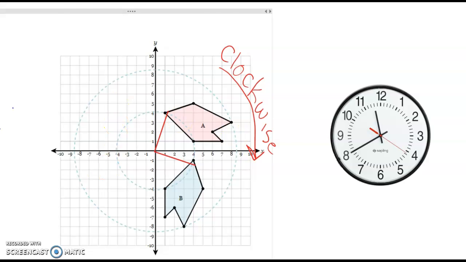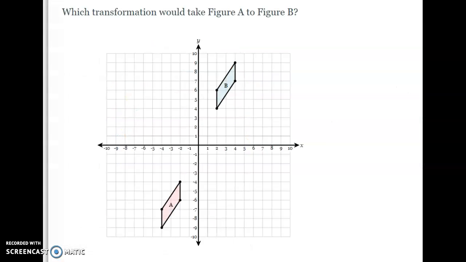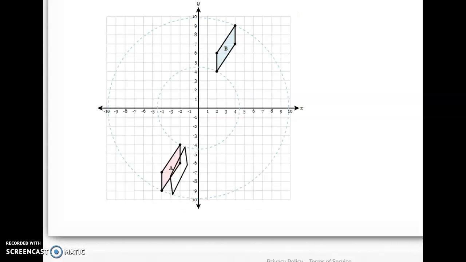Let's look at another example. On this one, we're going to look at which transformation takes figure A to figure B. So how does A get to B? Okay, which direction would you go to get from A to B? Either would work. So let's look at the animation of how that happens and then talk about how we would find the degrees. So looking at that animation, it is moving counterclockwise by 180 degrees.